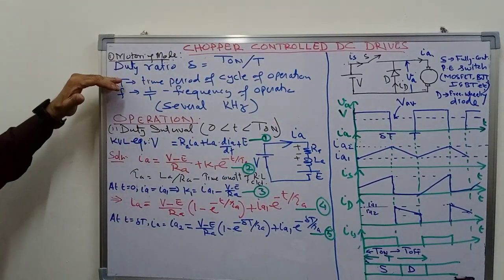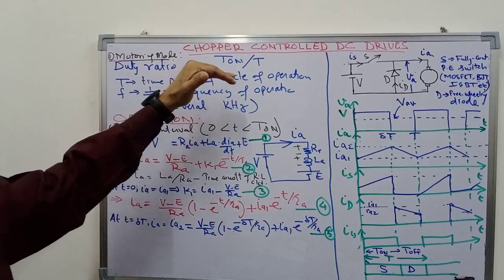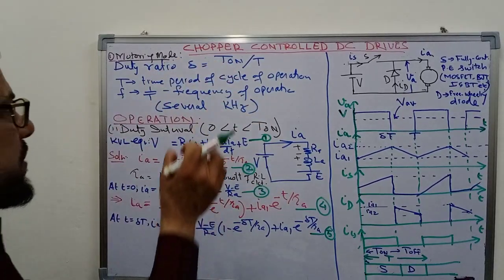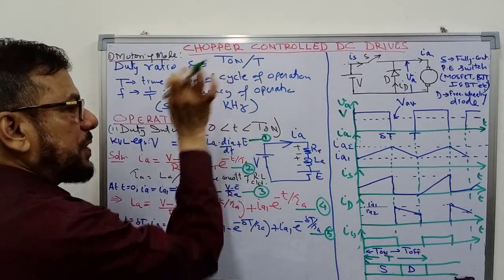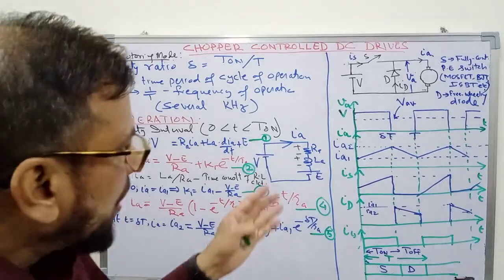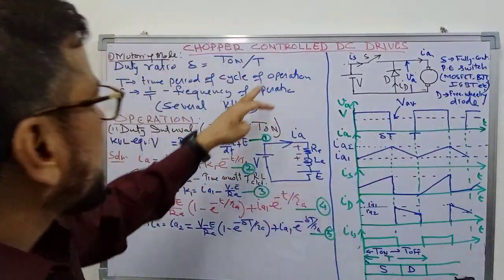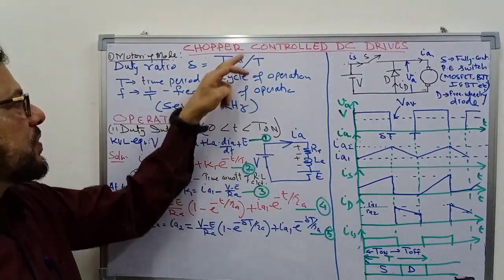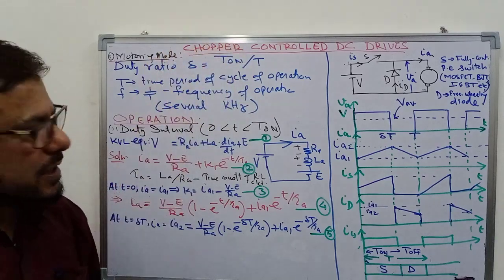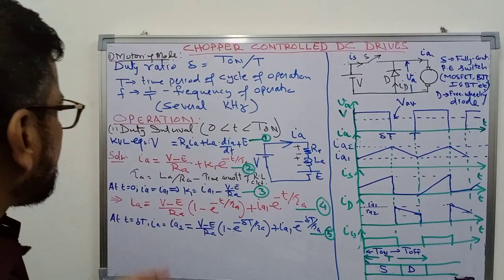Now here let us define one term, that is duty ratio. Duty ratio means the ratio of the on period, that is the duty period where the power is flowing into the motor, divided by the time period of operation. So this we denote by delta and we call it duty ratio.